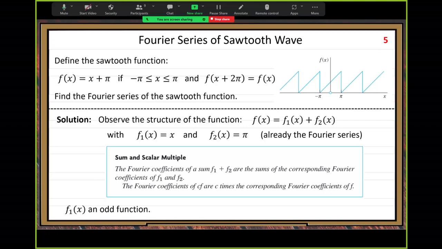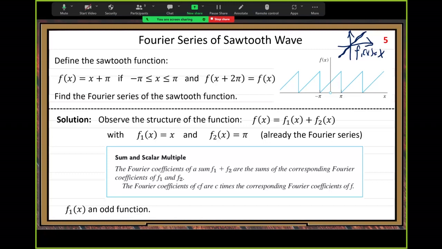But f1, is it an odd function? Can you see it's an odd function? Because if you draw the graph, f1 is like this. f1 equals x. It's an odd function. f1 is an odd function.